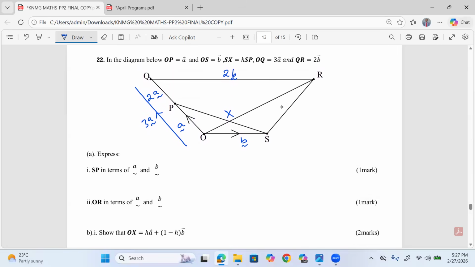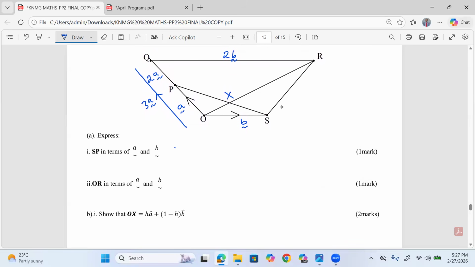SP, S to P. So SP requires us to move from S to O, then O to P. Now S to O is the reverse of OS, so negative B plus the value of vector A. So we can now rearrange and have A minus B, like that. That is the expression. Can we proceed with expressing this?